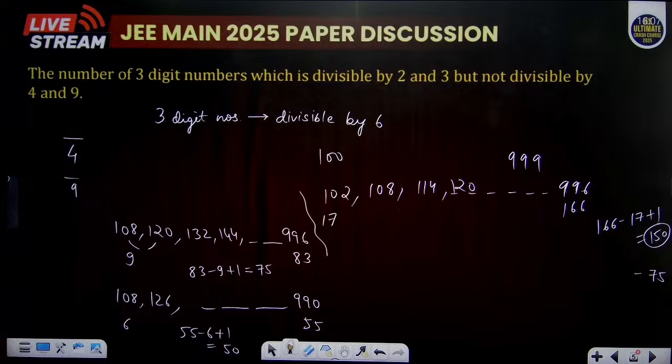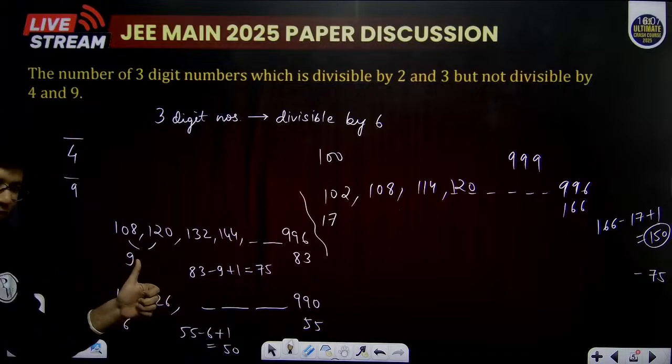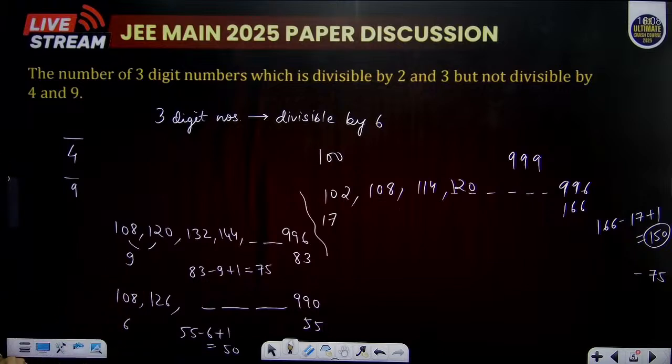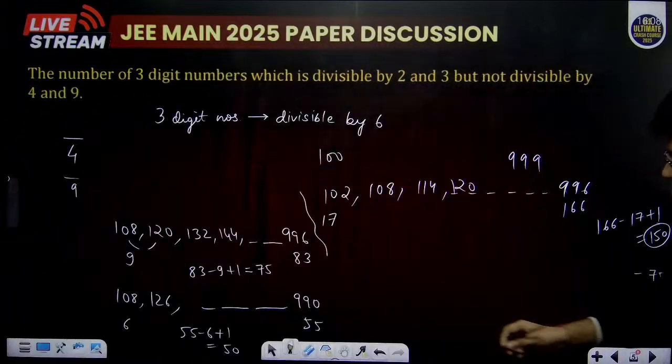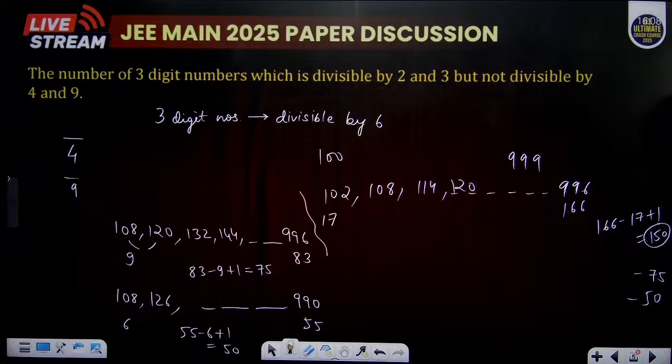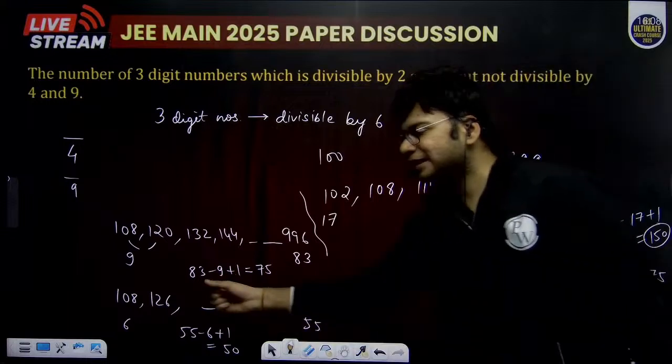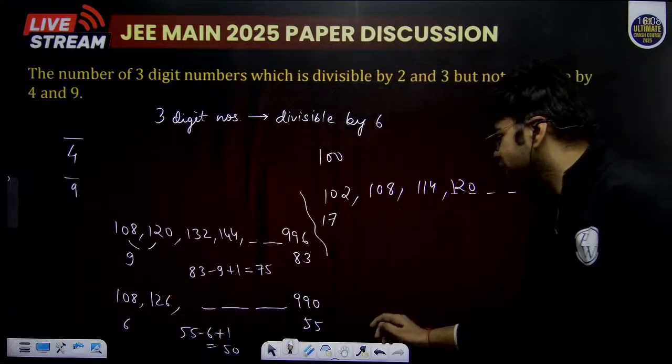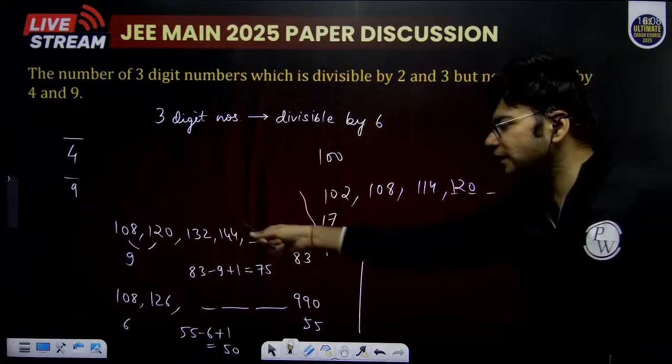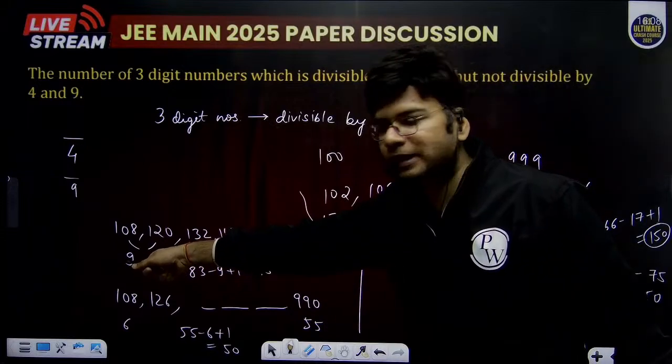Now, the important concept is that there will be numbers which are divisible by both 4 and 9, which you have subtracted here also, which you have subtracted here also. So you will have to add those numbers which are divisible by 36 in order to get to the final result. So minus 75 minus 50 plus those numbers which are divisible by 36, which have been subtracted here also and here also. So that's why you will find out those numbers which are divisible by 36.